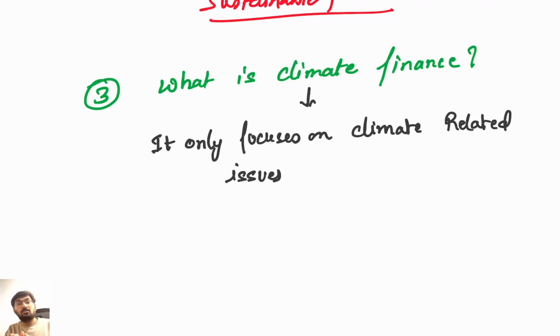It only focuses on climate related issues like reducing the carbon emission or helping the countries to adapt to climate change. Clear? So if I sum up all the first three points, sustainable finance focuses on environment, social and governance. Green finance focuses only on environment. And the third one, climate finance, focuses only on the climate related aspects.